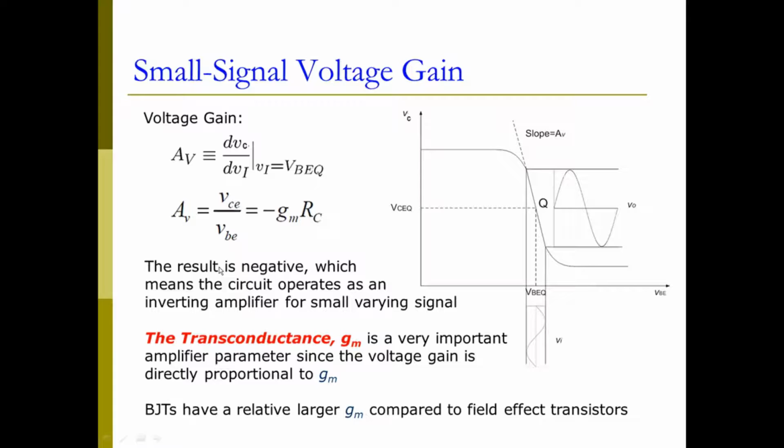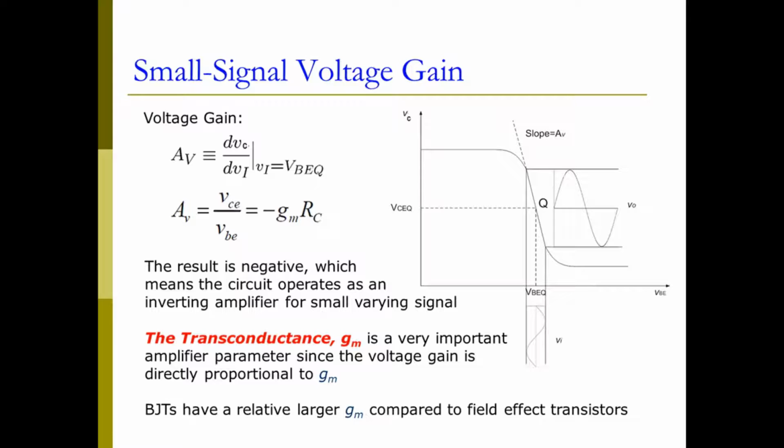We also notice the result is negative, which means the gain is negative. A negative gain also means this is an inverting amplifier, and that means if you input a signal at 0 degrees, it will give you a 180 degree shift on the signal. And the transconductance gm is a very important parameter for the amplifier.